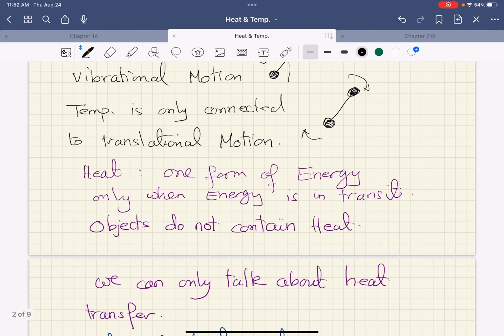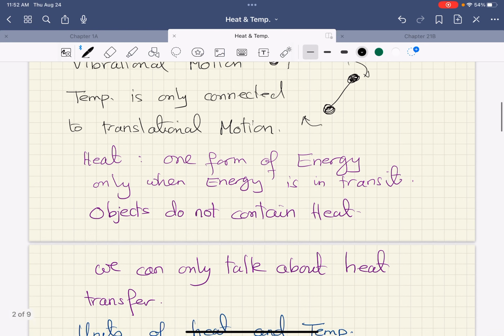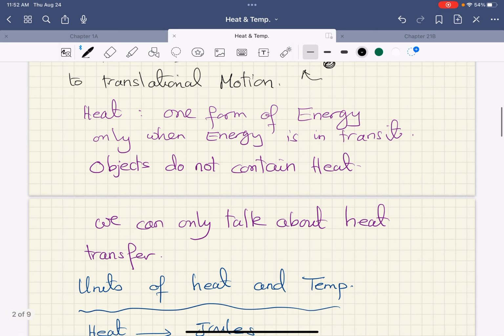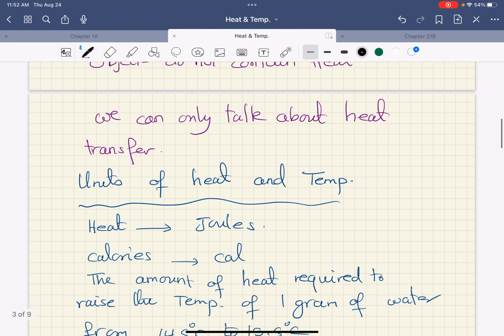Now, let's go to the other quantity. It is heat, and heat is one form of energy that exists only when energy is in transit, which means when we have an exchange of heat. Objects do not contain heat. You cannot say this object contains 400 joules or 400 calories. We can only talk about heat transfer when there is a difference in temperature, and then the heat transfer will be initiated.